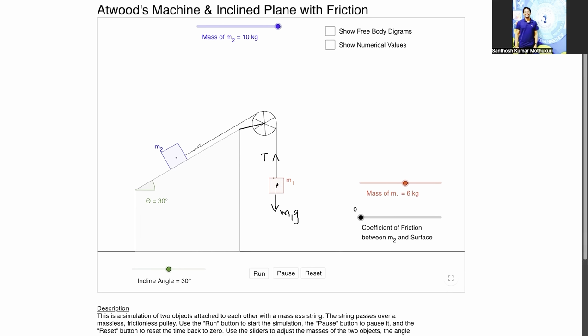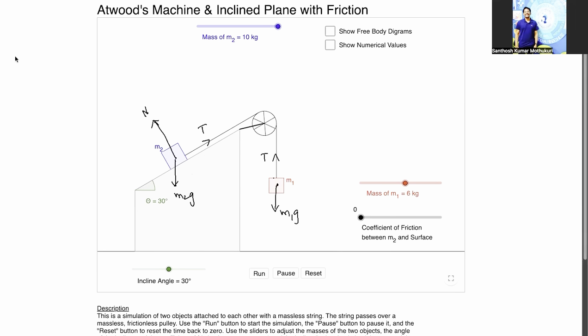Now, let me draw the forces acting on M2. This is obviously the tension acting on M2, and the weight acting on M2 is on this side. And the normal force acting on this body is always perpendicular to the surface. As we are not considering friction here, if we did consider friction, it would act in this direction, but I'm not considering friction in this particular problem. So this is how the free body diagram is drawn.